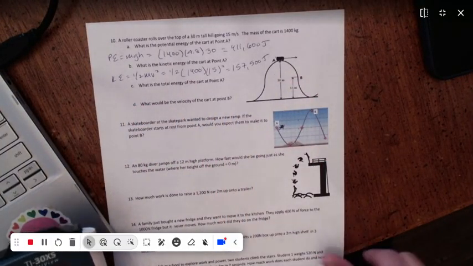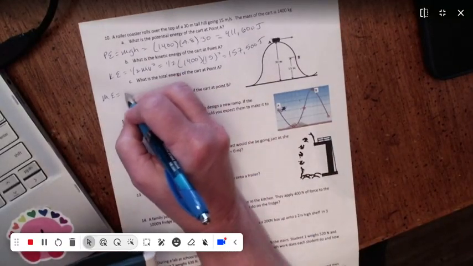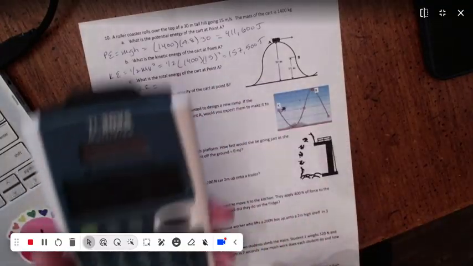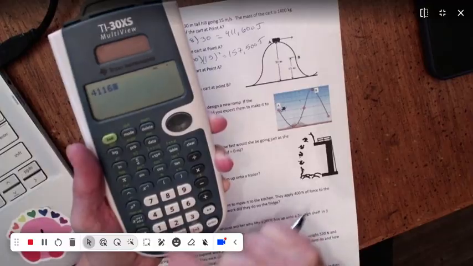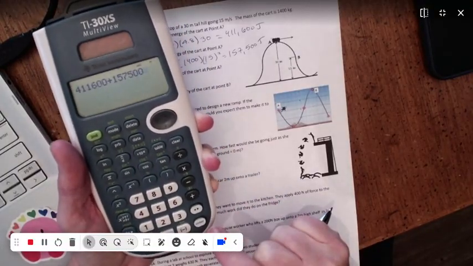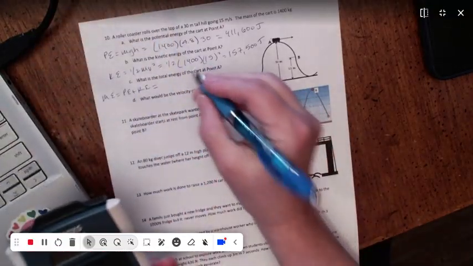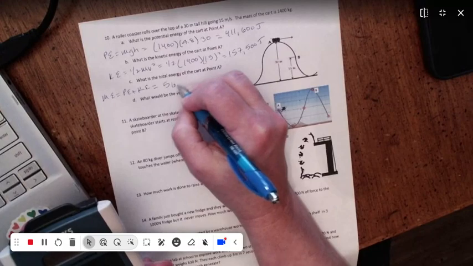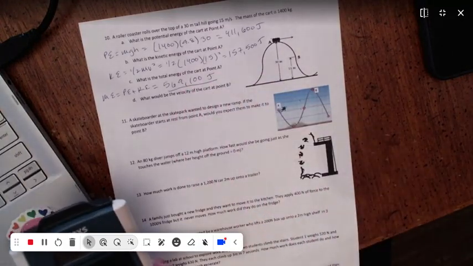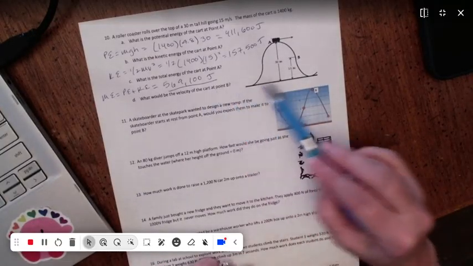So what's my total energy at point A? I've got to add these two up to get my total, or mechanical, energy, which is going to be PE plus KE. So I add 411,600 plus 157,500, which gives me 569,100 joules. 569,100 joules. Blammo.